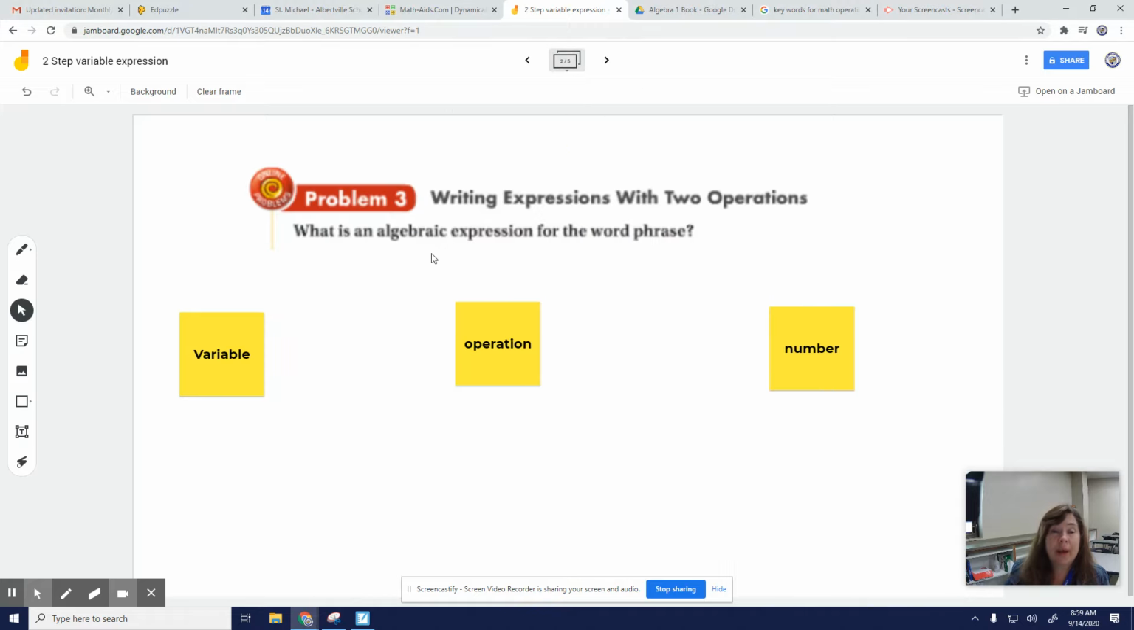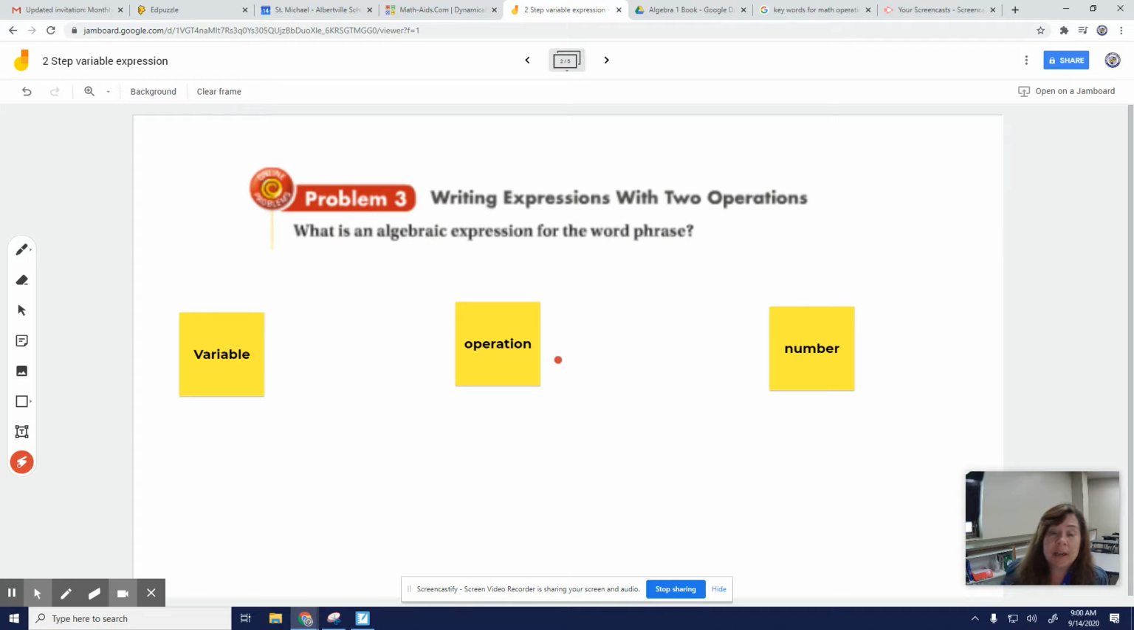So when we're writing a variable expression, we need to have three parts. We need to have a variable, we need to have an operation, and we need to have a number. Now, we need to have at least one of each, but we might have more. We could have two variables, or two mathematical operations, or maybe two numbers. But we have to have at least a minimum of one.